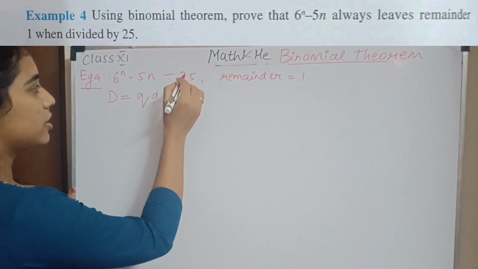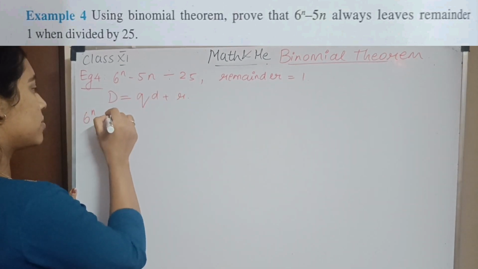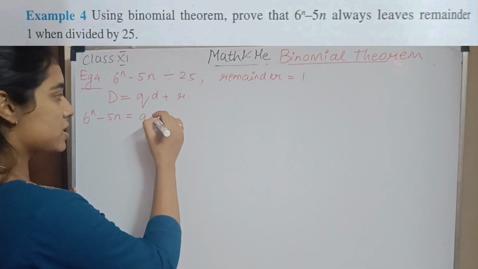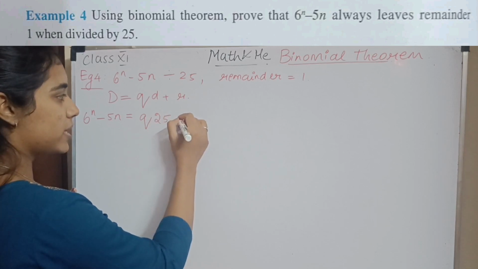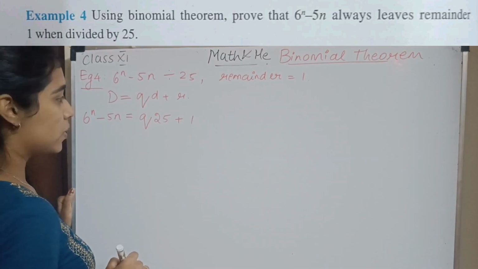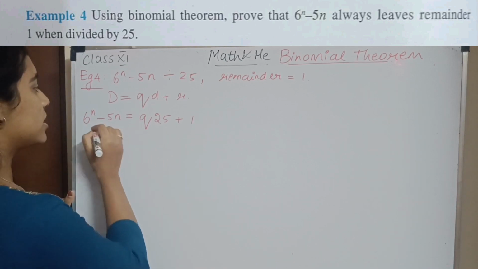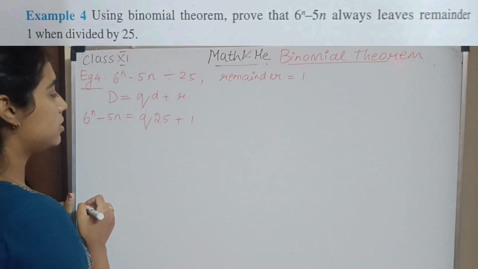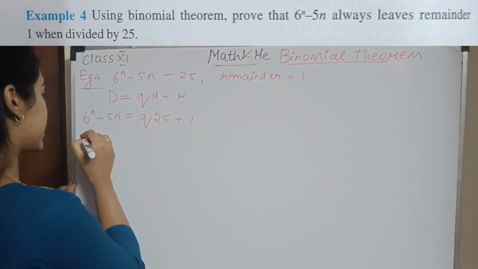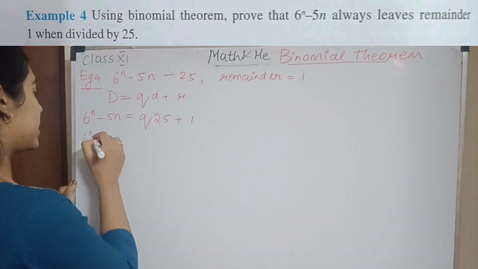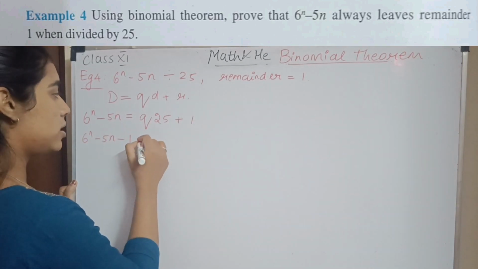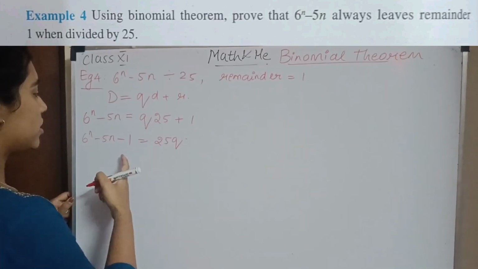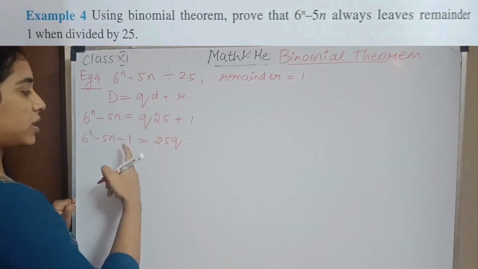So what is your dividend here? Your dividend is 6 to the power n minus 5n equals, I don't know what the quotient is, so it is q, times, what is my divisor? 25, plus my remainder should be 1. Okay. So basically I need to get this form of an equation: some number times 25 plus 1. So I can maybe take this 1 to the other side. So I should have 6 to the power n minus 5n minus 1 equals 25 times q, which means the quotient. So I need to get something like this to prove that the remainder is 1.